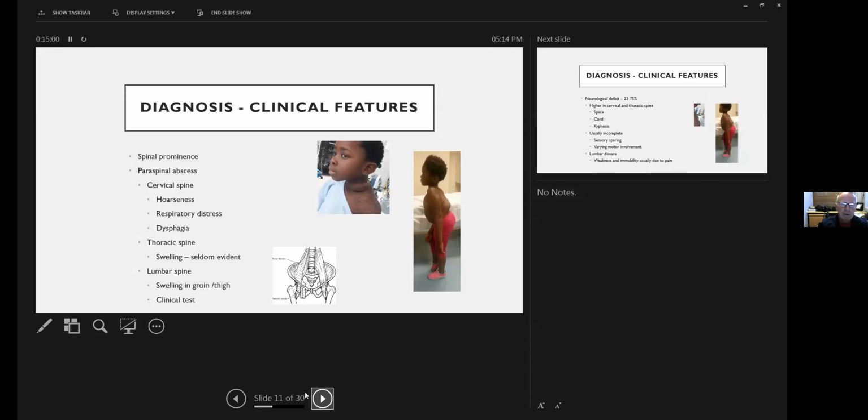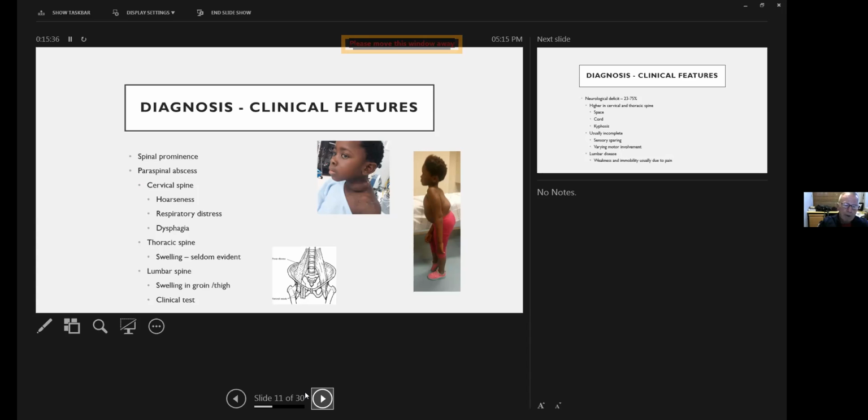Okay, then, that's history. Then clinical features, the picture of the girl with the pink shorts, spinal prominence with a gibbus. The paraspinal abscess, that's the girl who's got that swelling in her neck. A paraspinal abscess can present anywhere really, but in the cervical spine, it can present as a swelling, but remember that it can cause hoarseness, it can cause respiratory distress, it can cause dysphagia. In the thoracic spine, clinical paraspinal soft tissue swellings are seldom evident.